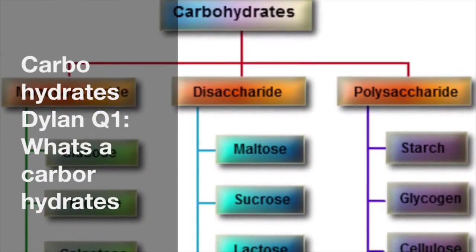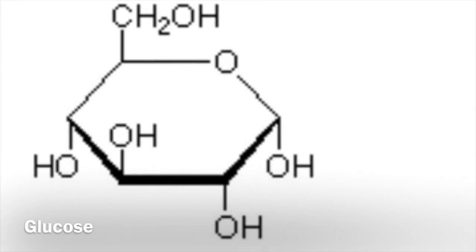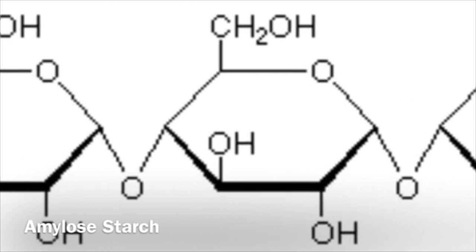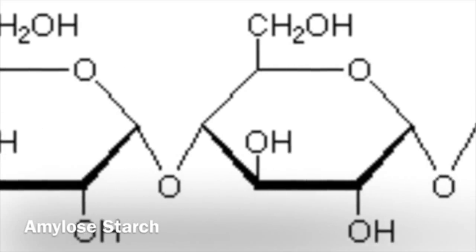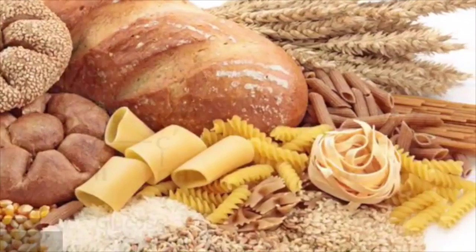A carbohydrate is a biological molecule consisting of monosaccharides, which are single monomer sugars, disaccharides, which are two monomer sugars, and polysaccharides, which are polymers. Carbohydrates are the main source of energy for your body and are in foods, for example, bread and pasta.